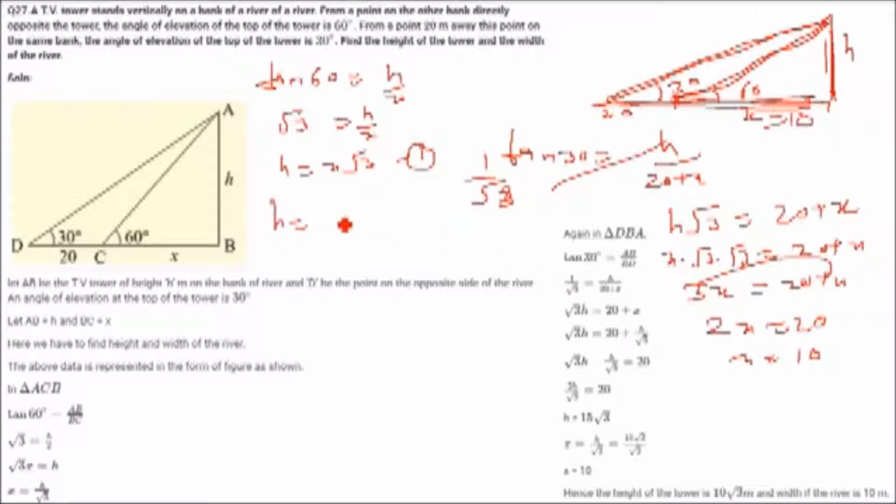Now how about height? Height is x root 3. So 10 root 3. I am putting x as 10. So 10 root 3, you can just multiply by the value 1.732 if you want, and you will get the proper value. So this is what you have to do. This is h root 3 equal to 20 plus x, and you can just put this one here, this one here. It is going to be 10 meter and 10 root 3, right? 10 and 10 root 3.